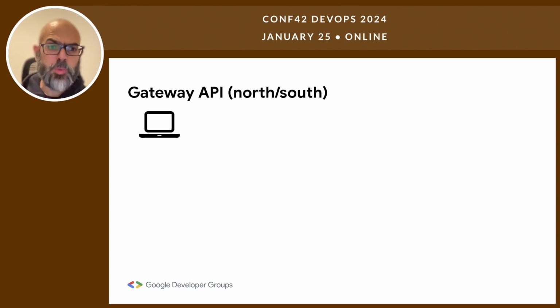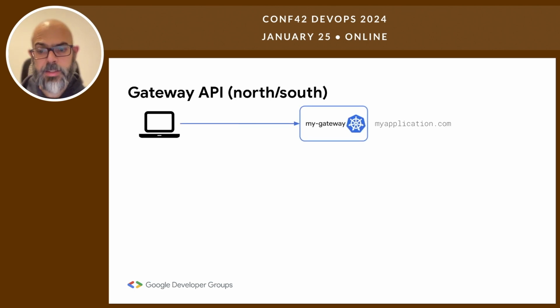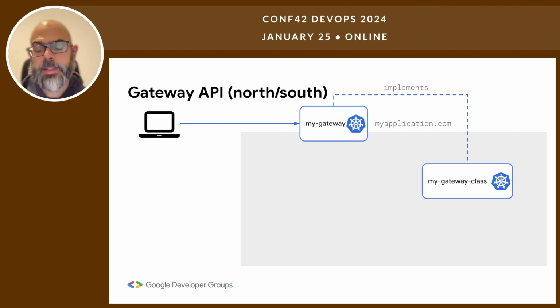Okay, as we saw with the Ingress API, let's get to the north-south depiction so we can understand how it works. Let's start from our client that sends a request to myapplication.com. In this situation, we will have a Gateway called, for example, my-gateway. With the Ingress API, we had a my-ingress. The Gateway implements a GatewayClass that defines all the rules and all the behaviors and the controller, for example, that will be used to implement that Gateway.